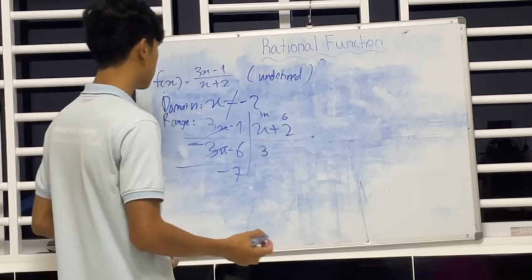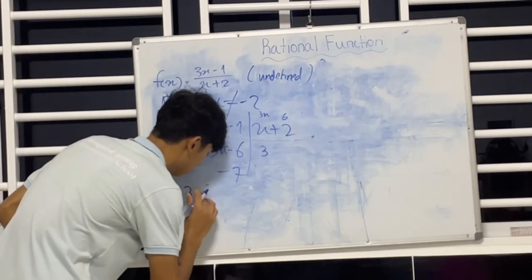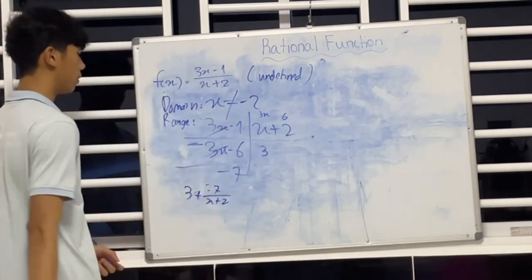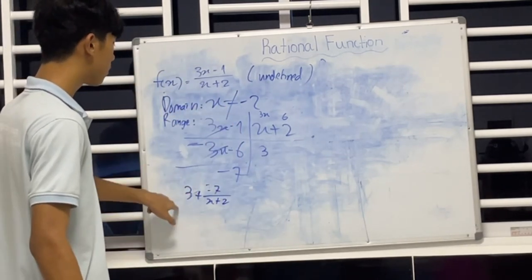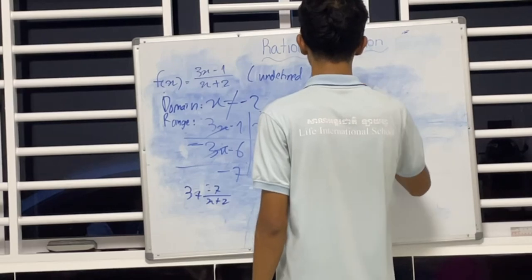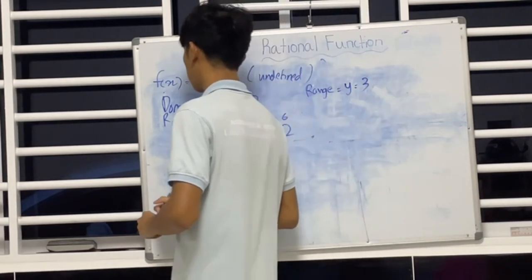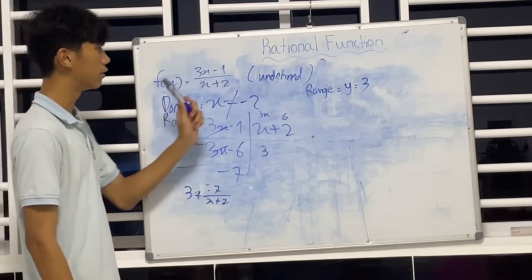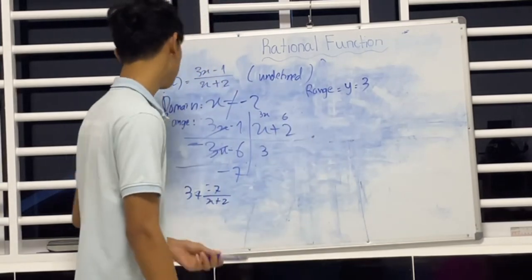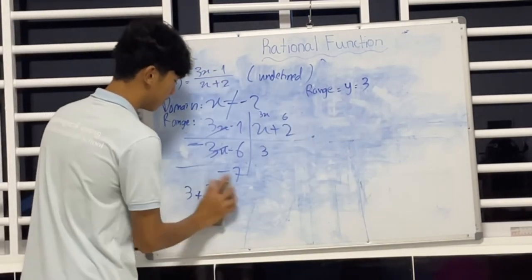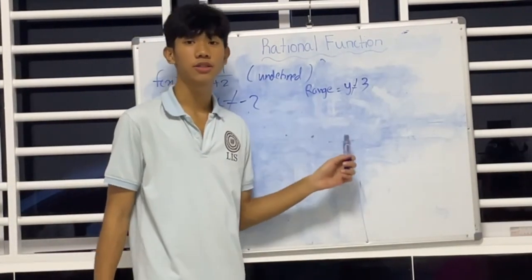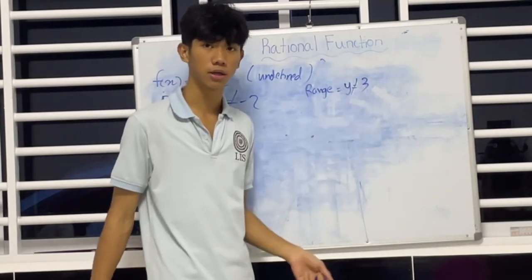So we're going to write this as 3 plus negative 7 over the denominator. Right now there's only 3. We pick the constant number and put this as the range: y equals 3. Sorry guys, the range is supposed to be the opposite: y is not equal to 3, right?